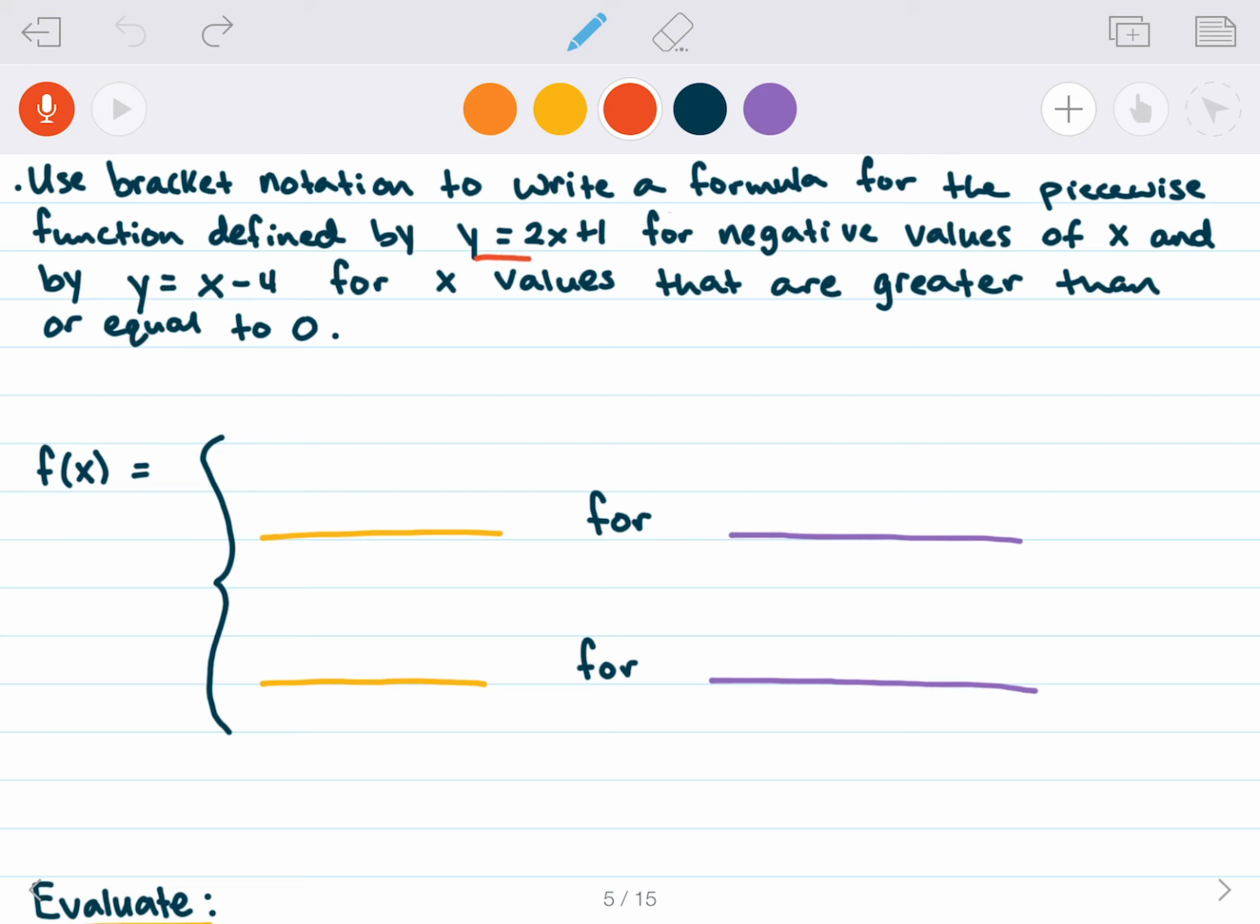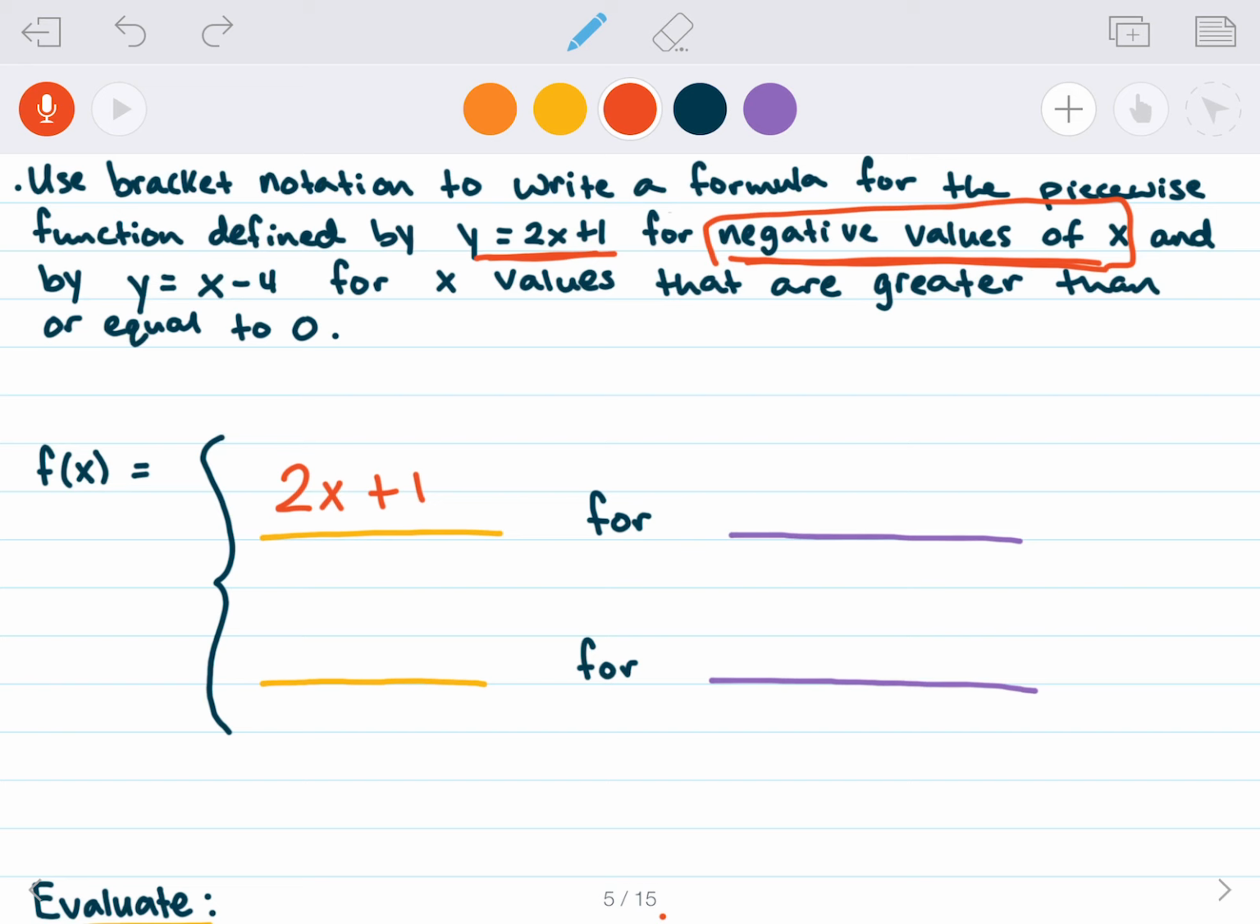It's defined by y equals 2x plus 1 for negative values of x. So instead of writing y equals, I already have the y equals right here. I don't need to write the y. I can just write my first piece. The first piece is this line, 2x plus 1, and it tells me this only applies for certain values of x, specifically negative values of x. So my y is going to be 2x plus 1 for x is negative.